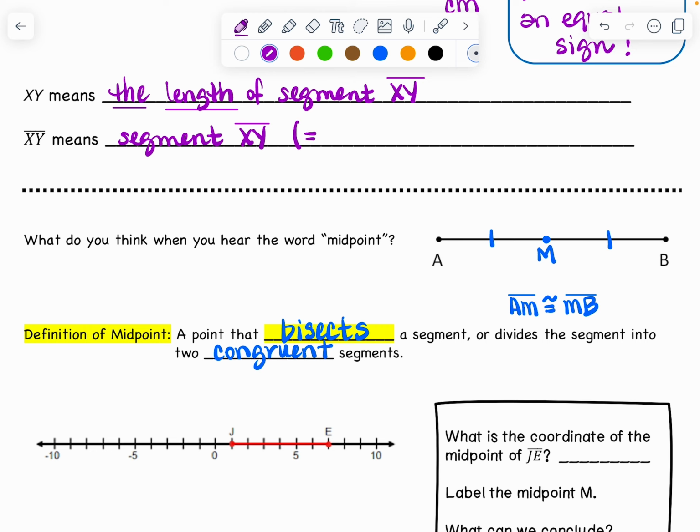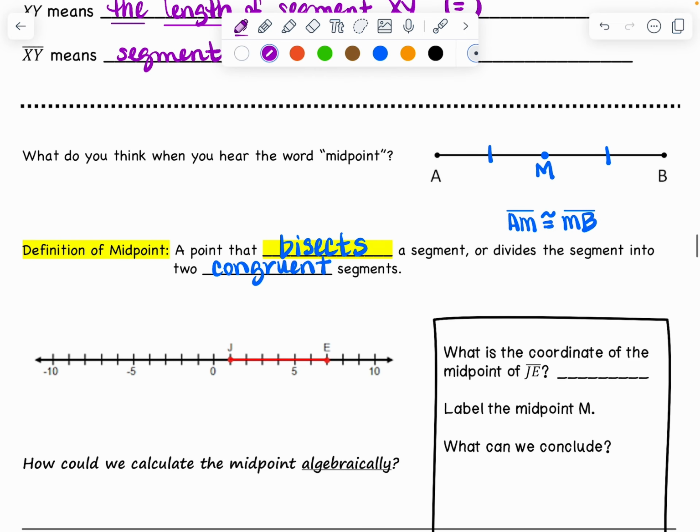Here, I'm going to put an equal sign: no bar, equal sign. Congruency symbol, use the bar. So I can say that AM has to be congruent to MB because M is the midpoint, so it's bisecting, or cutting in half.